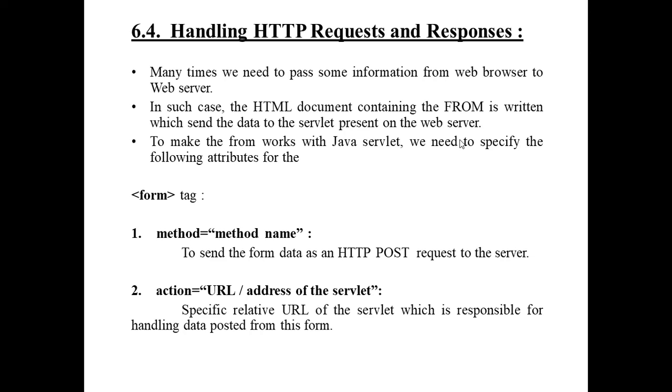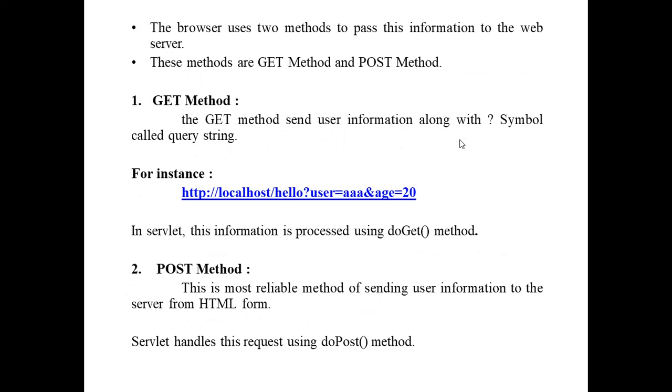The second attribute is action equal to the URL or address of the servlet. That specifies the relative URL of the servlet which is responsible for handling the data posted from this form. So in the action, you mention the URL of the servlet responsible for handling the data posted from this form. The browser uses two methods to pass this information to the web server. The first is the get method and the second is the post method.